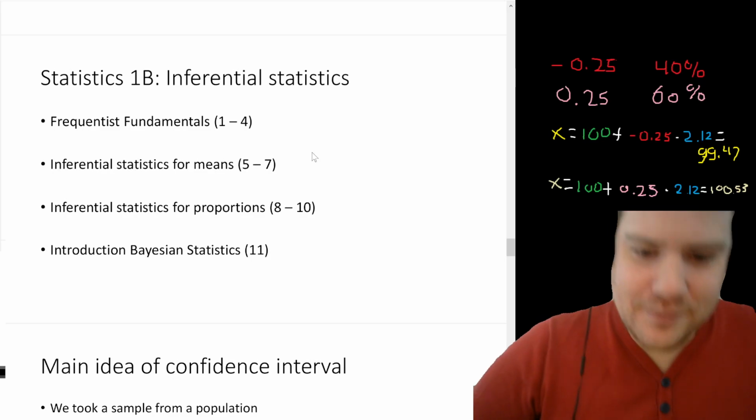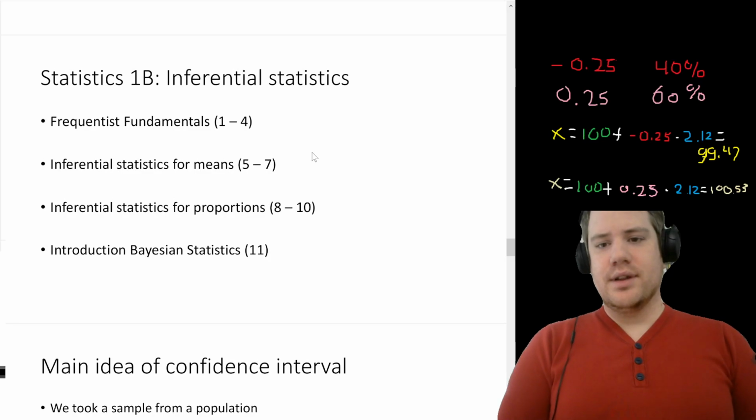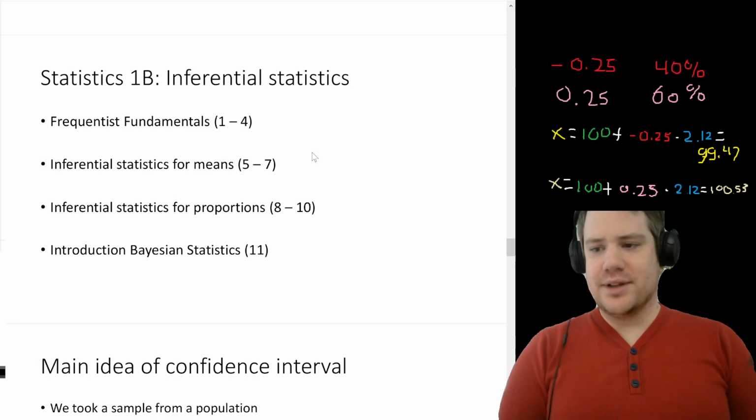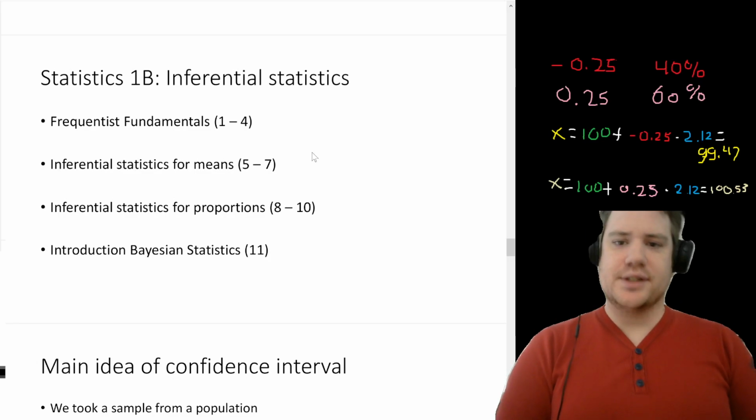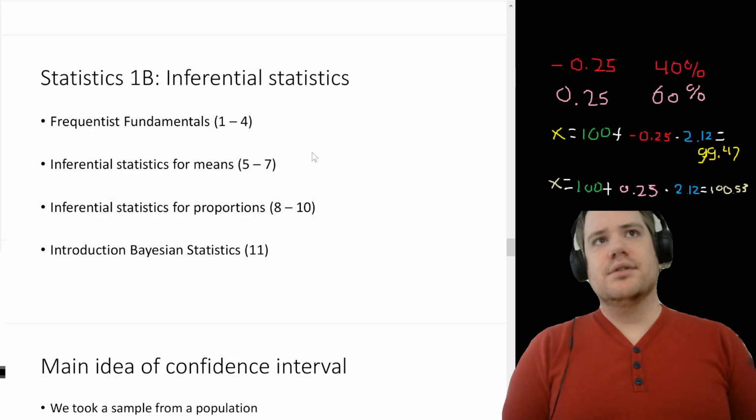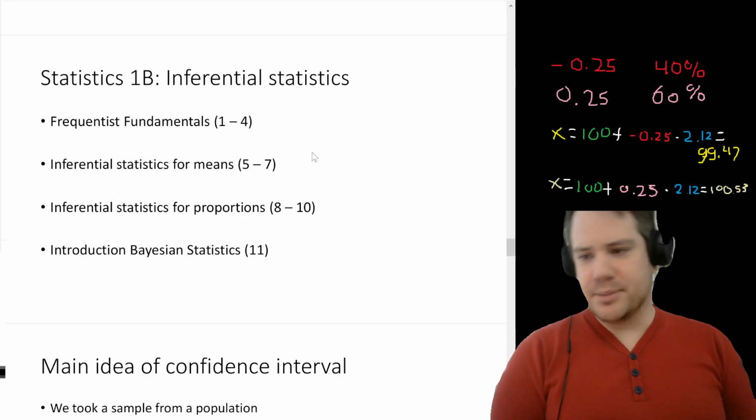Good. So now we've arrived at Statistics 1b. And Statistics 1b, as I highlighted before, is all about inferential statistics. The fundamental question we ask ourselves is, we have a sample and we want to generalize it to the population somehow.